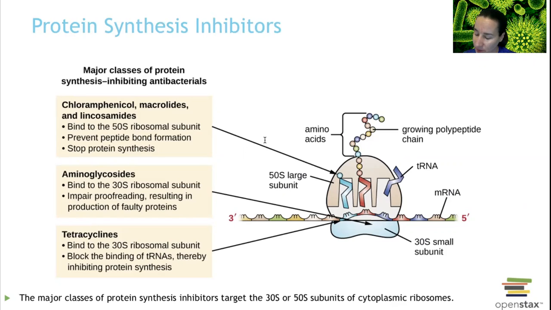So we have aminoglycosides and tetracyclines. Both of these are going to bind to the small part of the ribosome, because we have the small part on the bottom that's going to meet up with the messenger RNA, and we have the big part at the top. That's the 50S and the 30S. 50S is the big part of the hamburger bun. 30S is the small part of the hamburger bun. Chloramphenicol, macrolides, lincosamides.